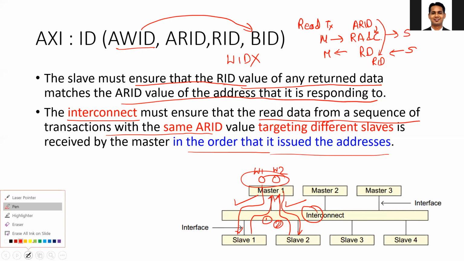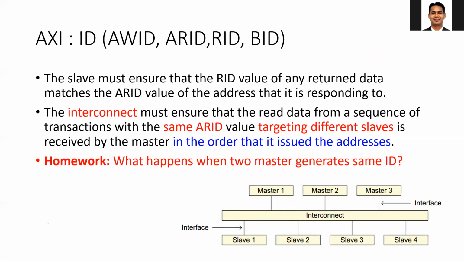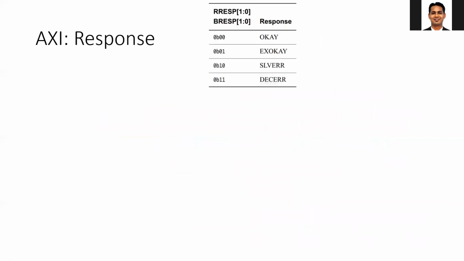You may wonder what happens when two masters use the same ID, because these are integer numbers and two masters may use the same ID. In that case, the interconnect adds some extra bits in addition to the ID, so that it can distinguish between the different masters. This is taken care of by the interconnect.